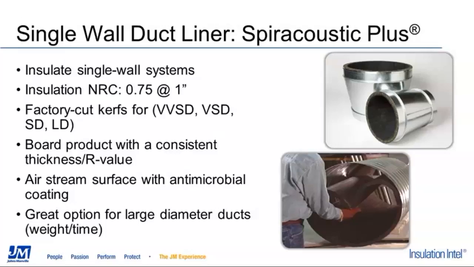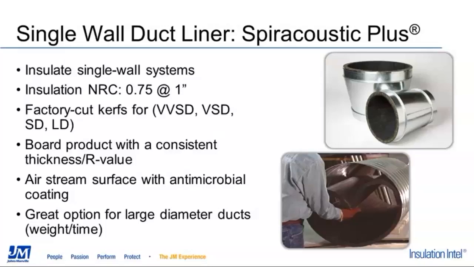Another great takeaway when using Spiral Acoustic Plus versus a standard double wall system is the ability to clean the surface of the liner. Very important. In a double wall system, cleaning out the perforated inner core can be extremely difficult and very time consuming. Hence, at Johns Manville, Spiral Acoustic Plus is a great option for large diameter ducts when weight and time become an issue on the job.